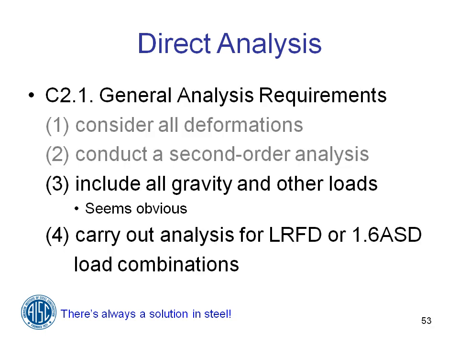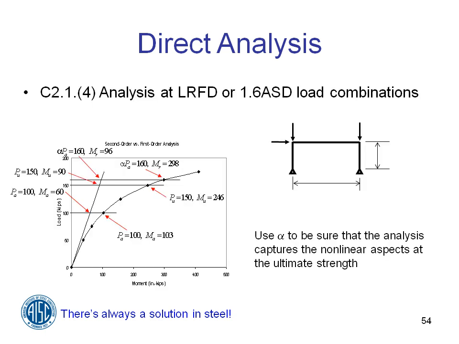C2.1.3 then says include all gravity and other loads. I'm not sure why we put that in the spec. That seems rather obvious to me. And then Section 4 says carry out analysis for LRFD or 1.6 times the ASD load combinations. Well, it's about time we quit putting off that 1.6 discussion and take a look at it here. This is that same little structure that I showed you the second order analysis for earlier, and it follows the curve, and this curve right here is the second order analysis curve.